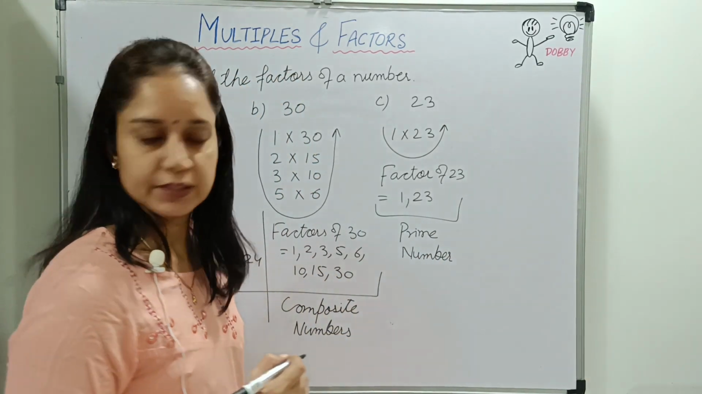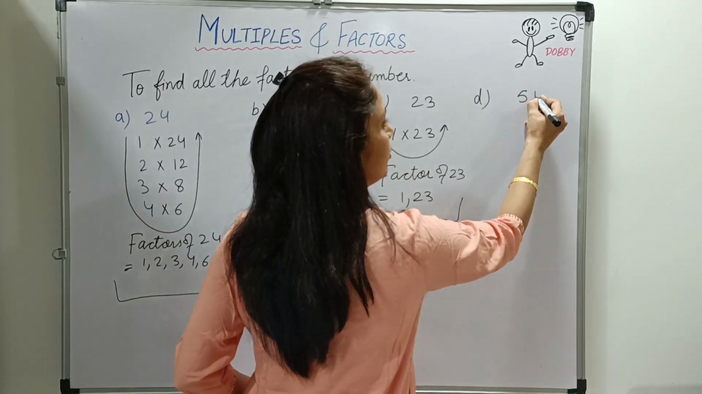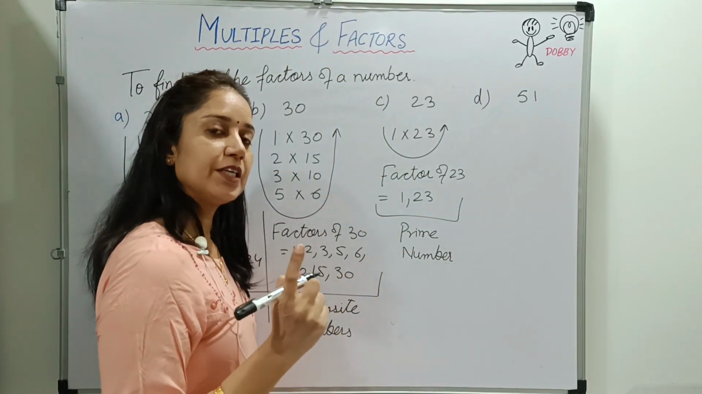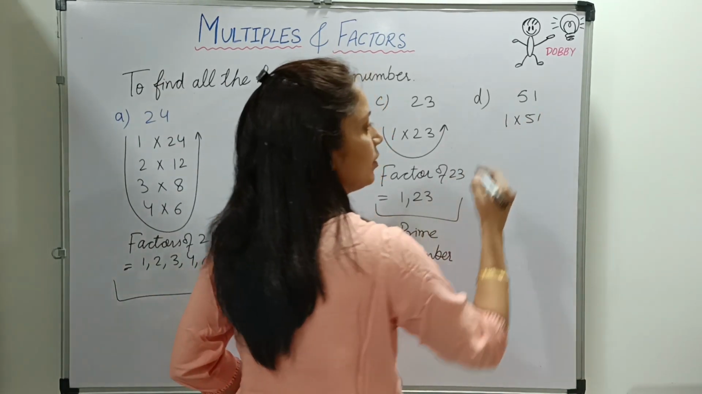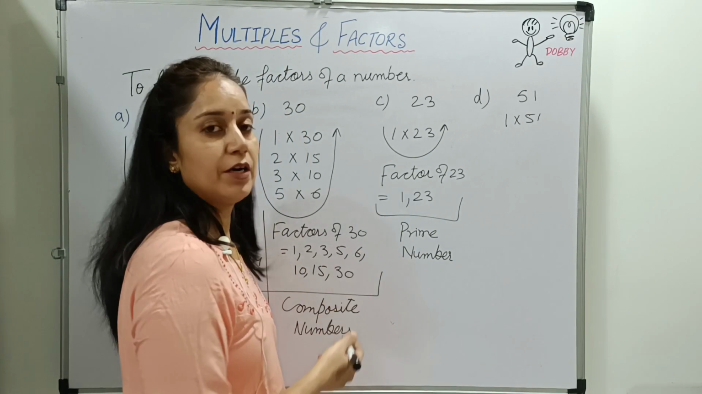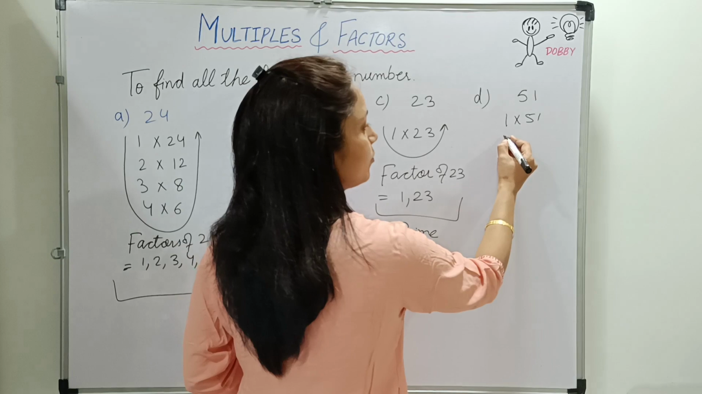Let us take one more example, B part. Number 51. Starting with the table of 1. 1 multiplied by 51 is 51. Table of 2, it's an odd number, so table of 2 won't work. Table of 3, let us check.